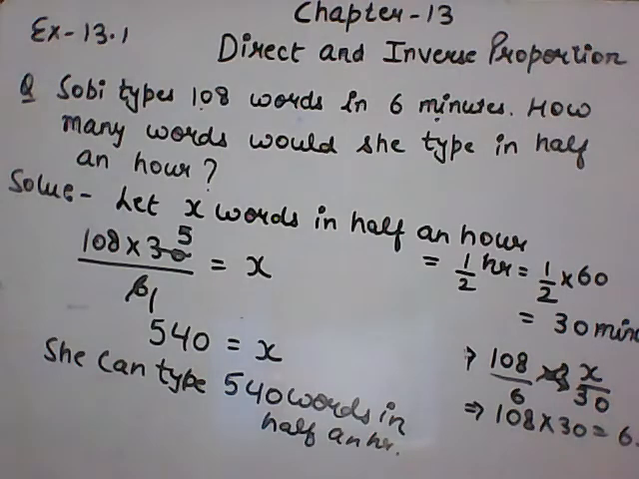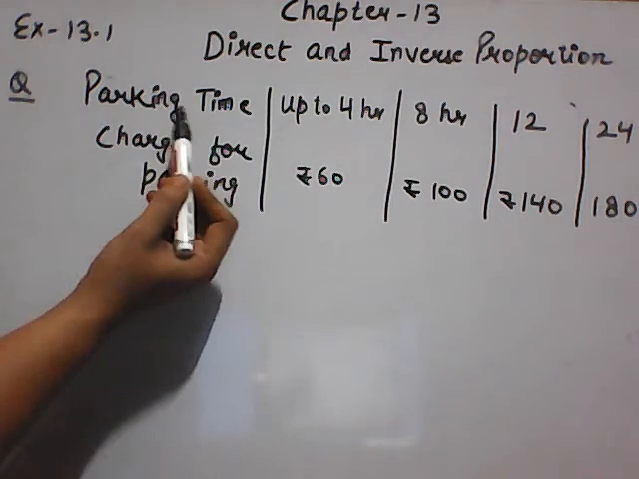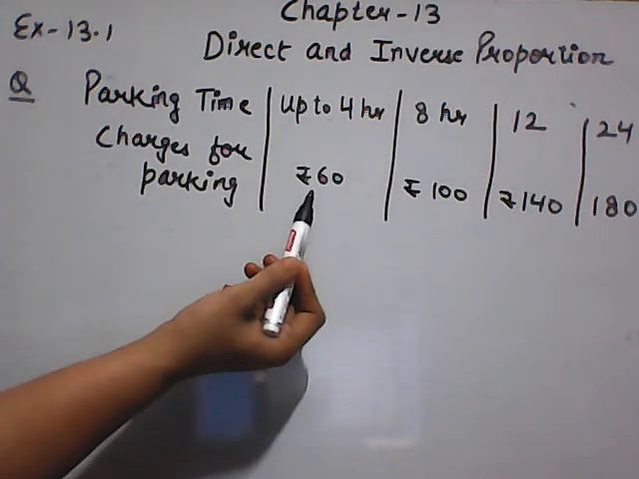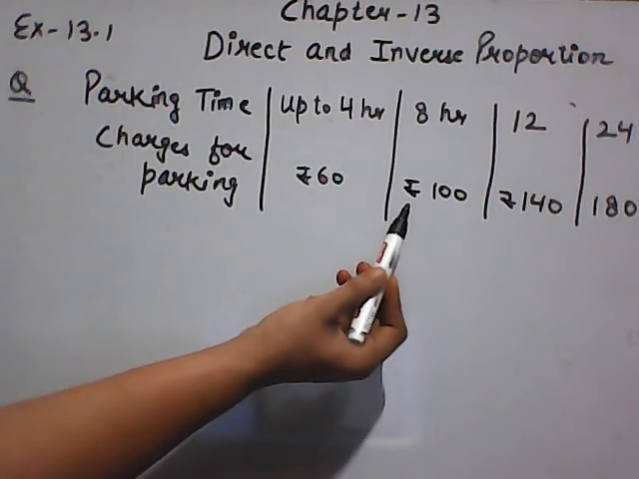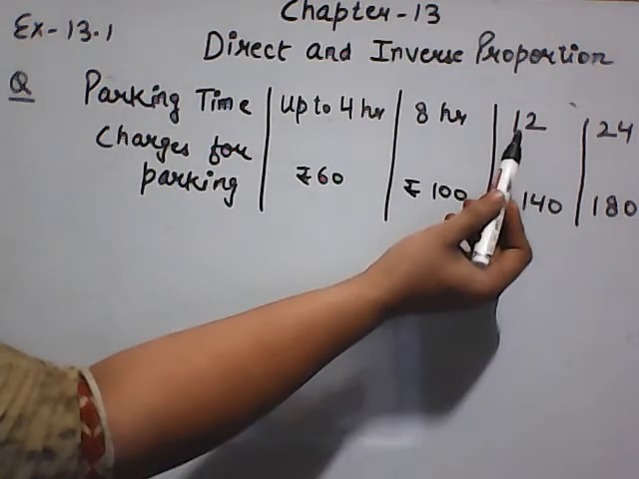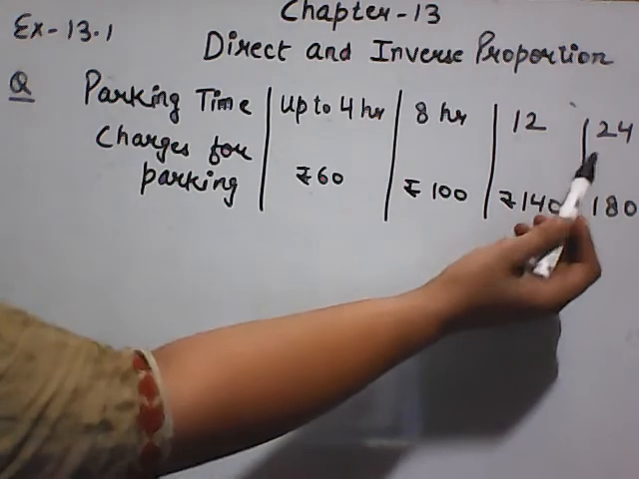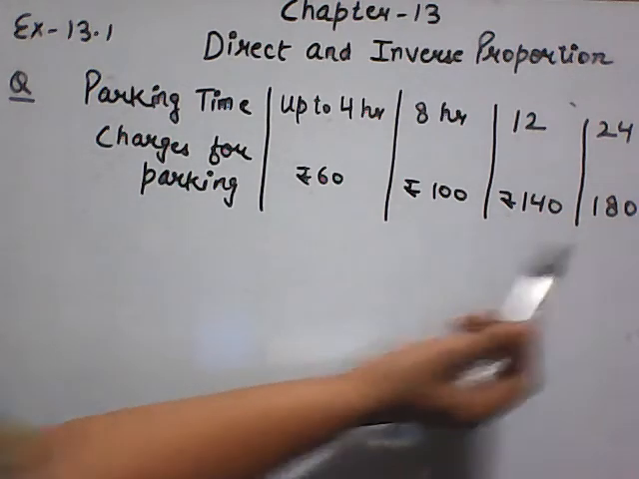Let's move to the next question. In this question, the following are the car parking charges near a railway station. If you park a car up to 4 hours, then the charge for parking is rupees 60. Up to 8 hours, the charge is rupees 100. Up to 12 hours, the charge is rupees 140. Up to 24 hours, the charge is 180 rupees.